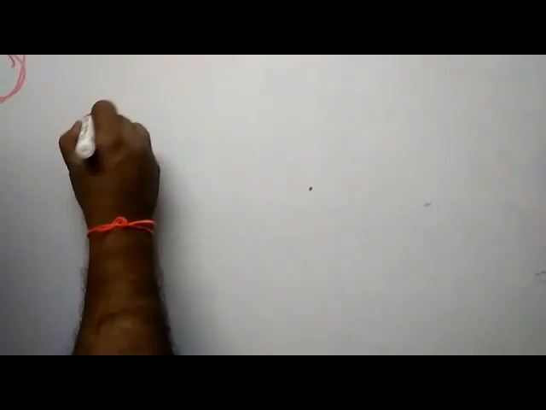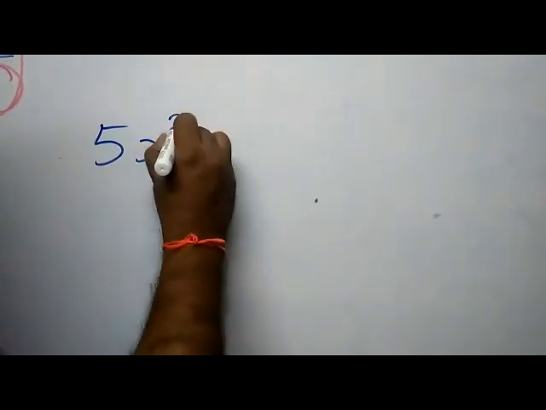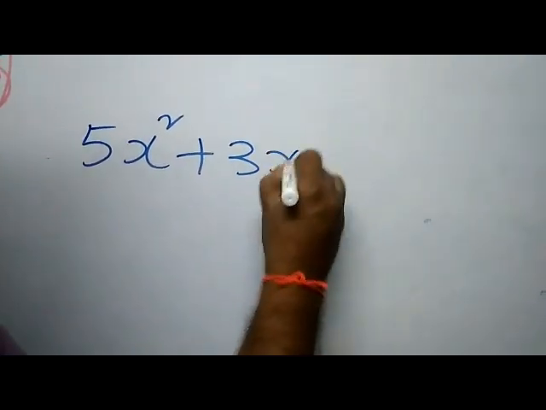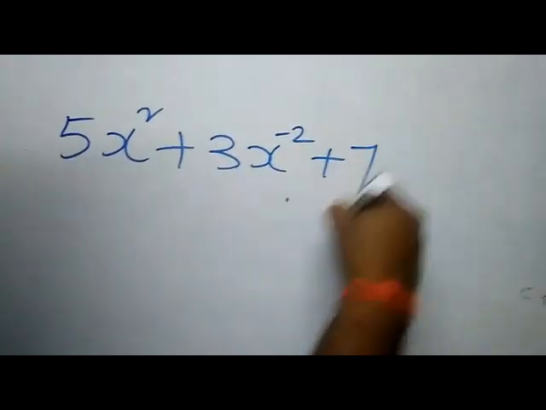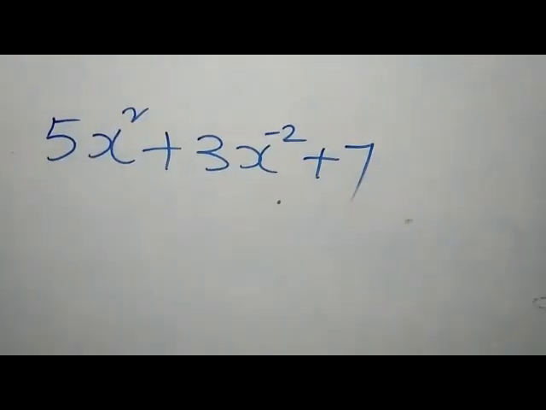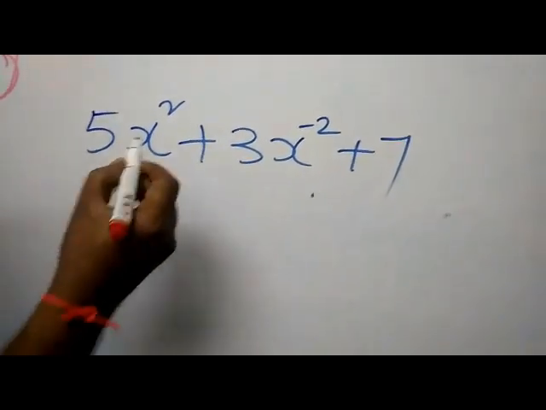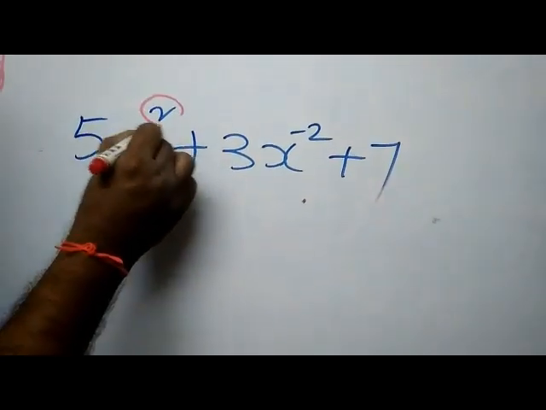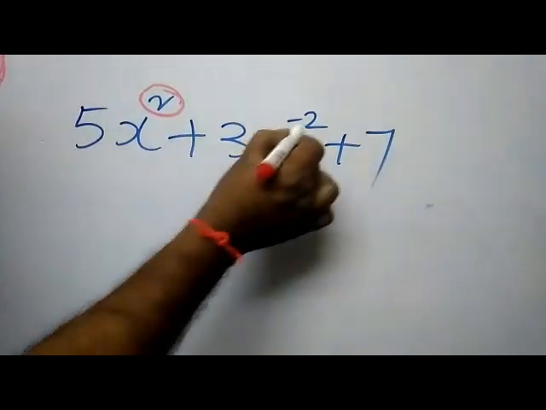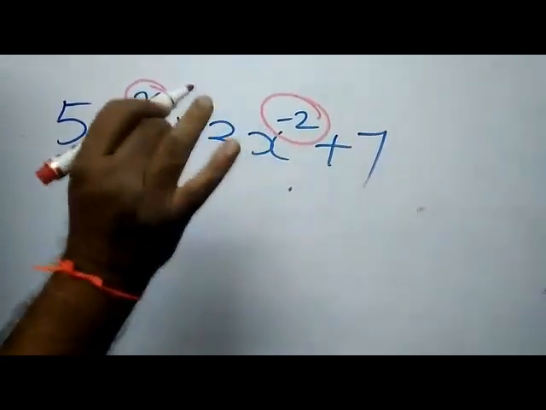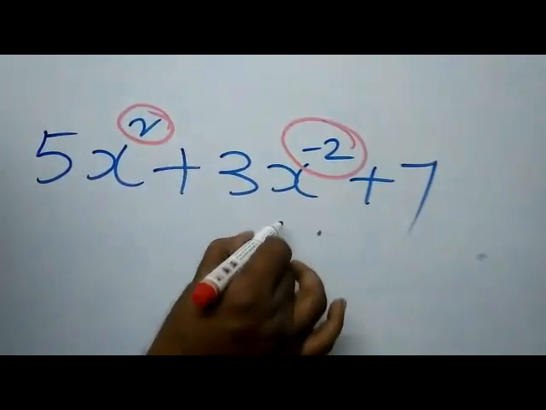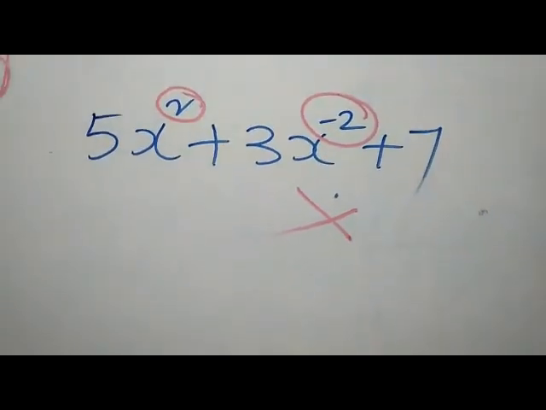Third one is 5x square plus 3x to the power of minus 2 plus 7. You have to check whether it is a polynomial or not. Yes, here the power of the variable is a whole number. Here it is okay. But here the power of the variable is not a whole number. That's why it is not a polynomial.